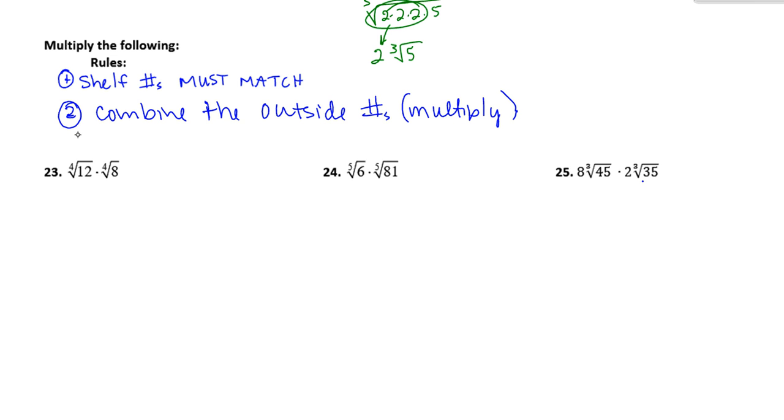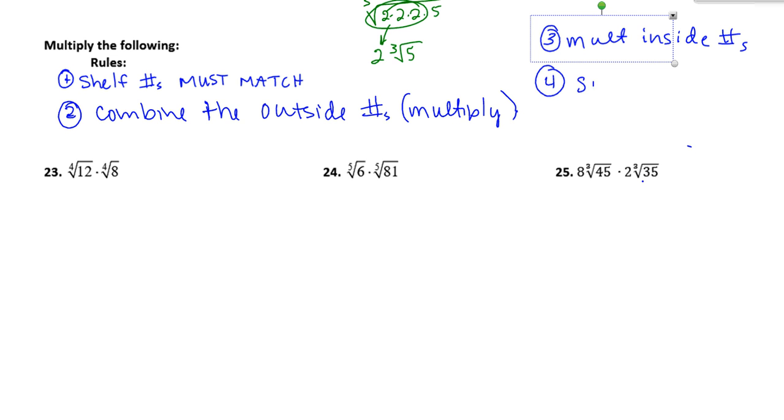Okay, so we're multiplying the numbers that are on the outside together, and then you're going to multiply the inside numbers, and then you're going to simplify that result. So here's an example. Let's look at first the shelf numbers. These guys match, okay? There are no numbers on the outside to multiply together. So we're going to combine the inside numbers into one radical, 12 times 8, or the fourth root of 96.